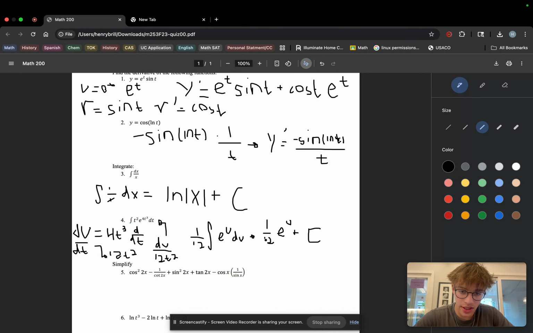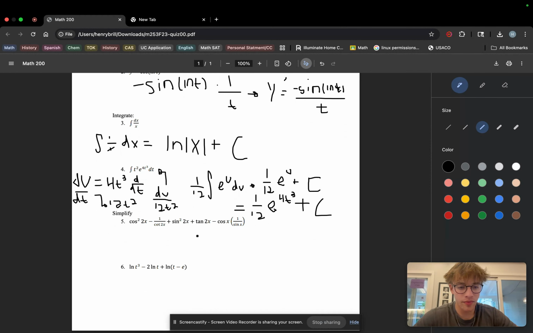So the final answer for this one is 1 over 12 e to the 4t cubed plus c. And that's our answer for that one. All right, now for the next one.